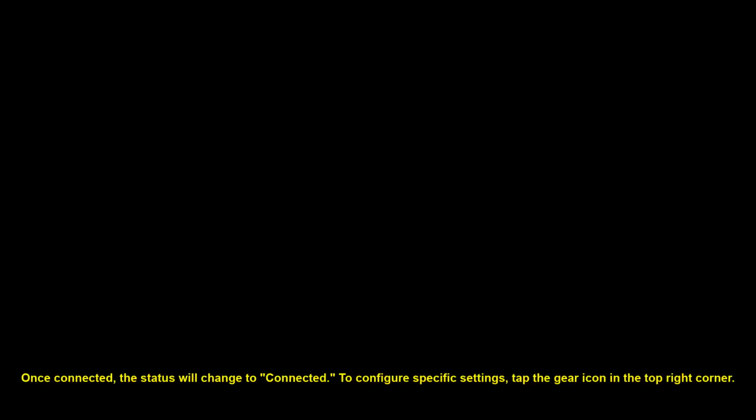To configure specific settings, tap the gear icon in the top right corner. From here, you can enable features like CyberSEC for extra security. If you wish to access content from a specific streaming service, check for optimized servers.